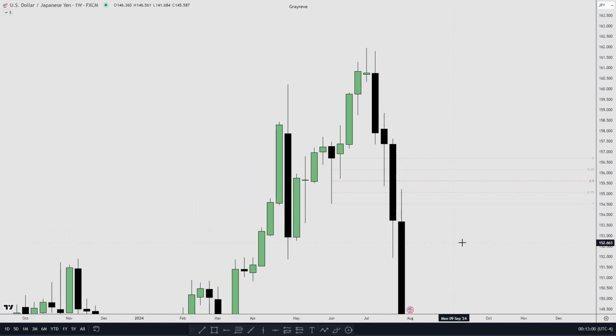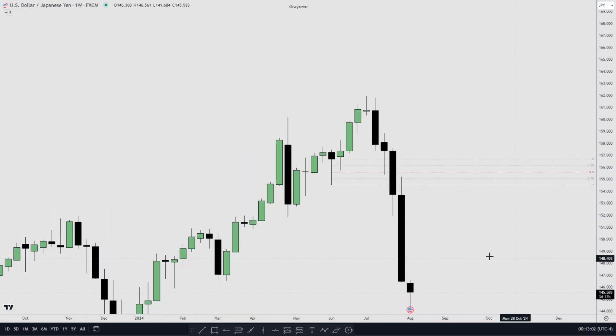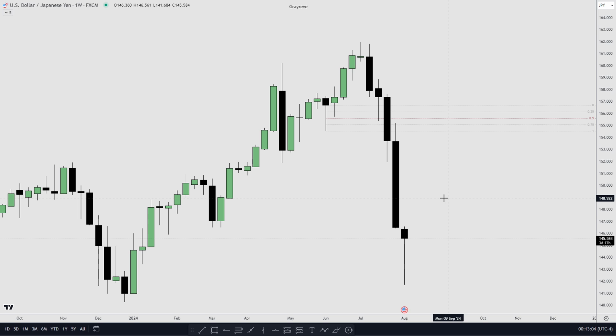And then you look for discount PD arrays. So where is the discount? From this low to this high, where's the discount? Right here, 50%. And the nearest 50% discount PD array is this swing low. So that's where your target is.